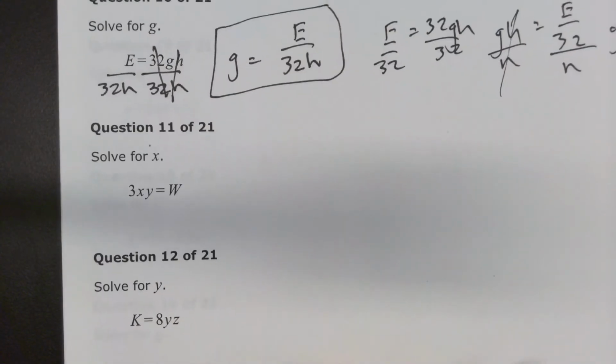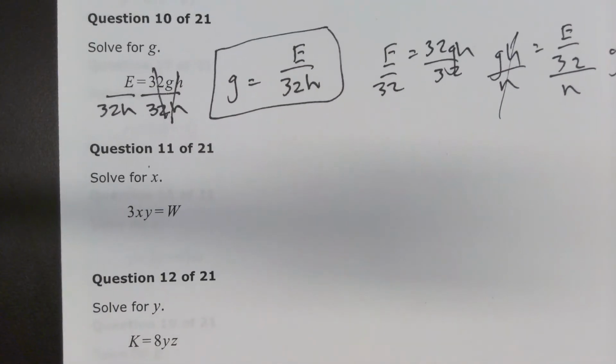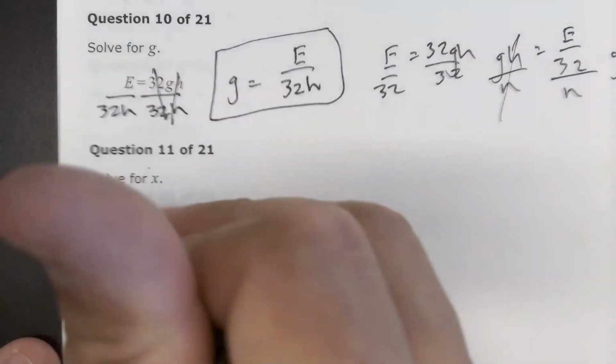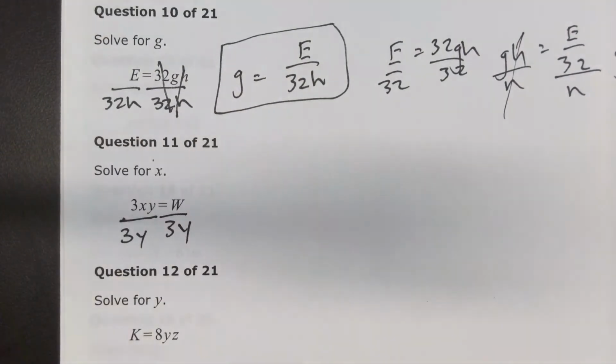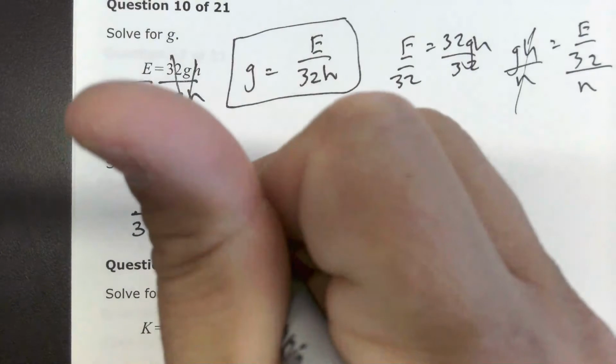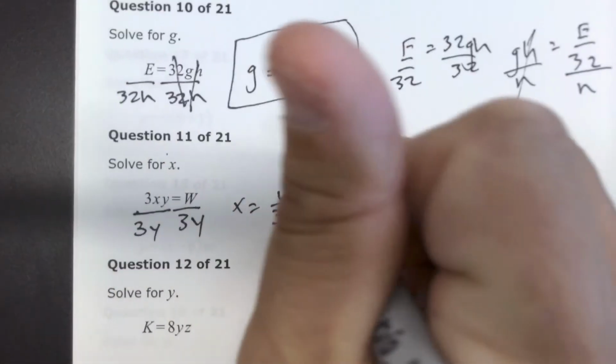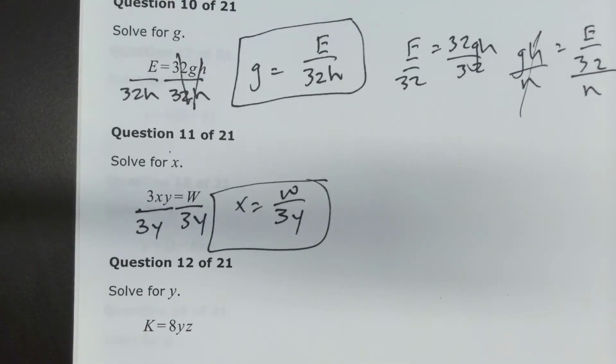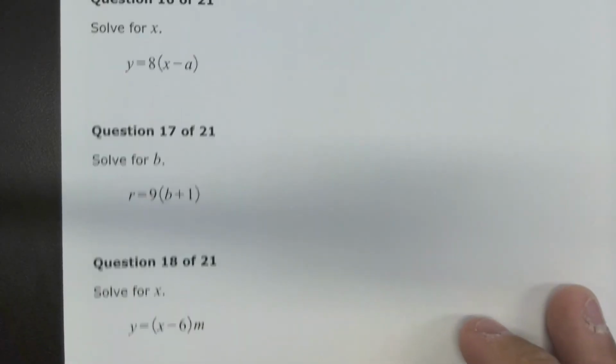Okay, look at this one. 3xy equals w. If we're solving for x, all we're going to do is divide both sides by 3y. Now, why can I do that? Because it's 3 times x times y. So if you just multiply 3 and y together and divide, then bingo. Because they're all multiplied together, we can pull them apart like that. Number 12 is the exact same.